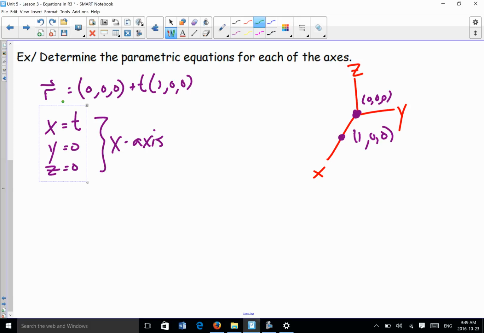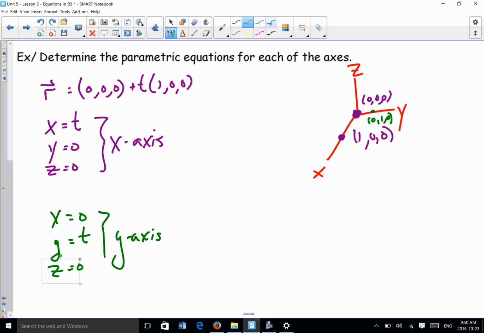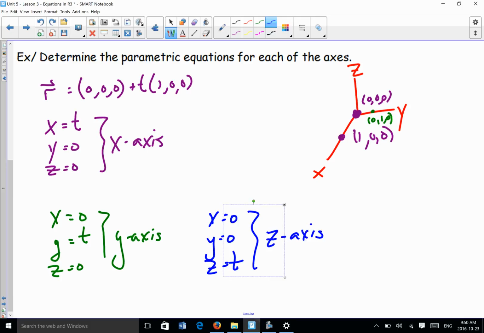You go from 0, 0, 0, and then along the y-axis that would give you 0, 1, 0. The only thing that's really changing is the direction that you go along each of the axes. So in this case, x would be 0, y would be t, and z would be 0, and this would be your y-axis. And then for the z-axis, x has to be 0, y has to be 0, and z would have to be t. This would be along the z-axis, because you go 0, 0, 1.